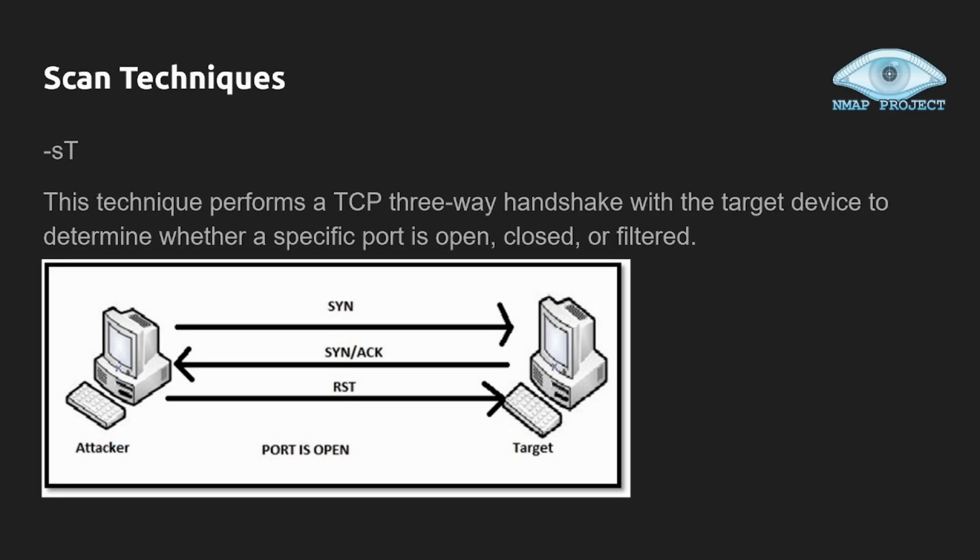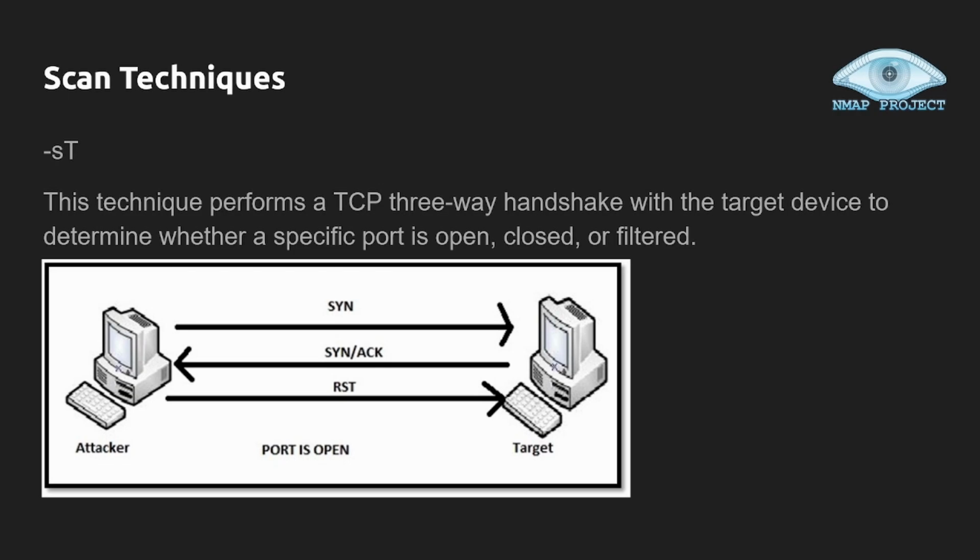So let's talk about the first scanning technique here, -sT. This technique performs a TCP three-way handshake on the target device to determine if the port is either open, closed, or filtered. So if you look at this bottom image right here, let's assume our attacker is checking to see if port 80 is open on this target PC.